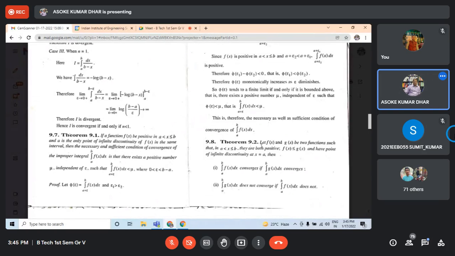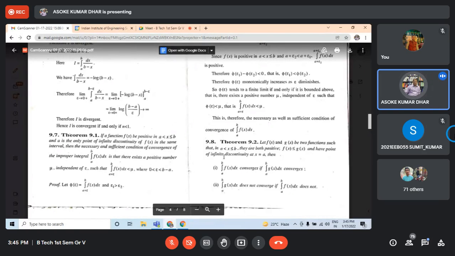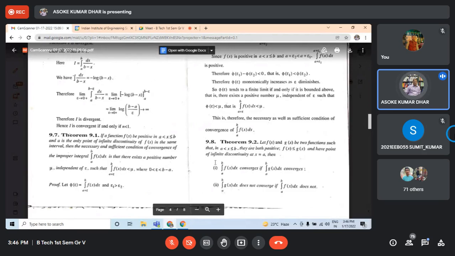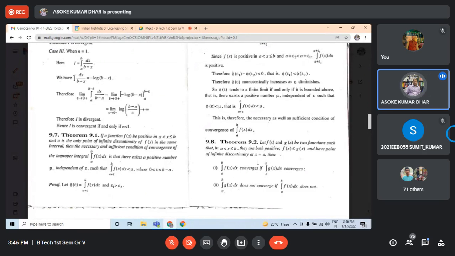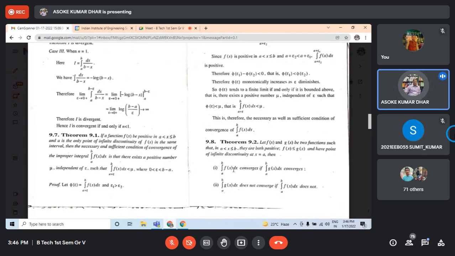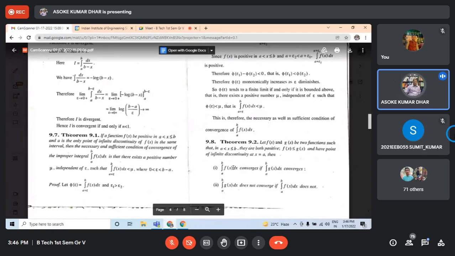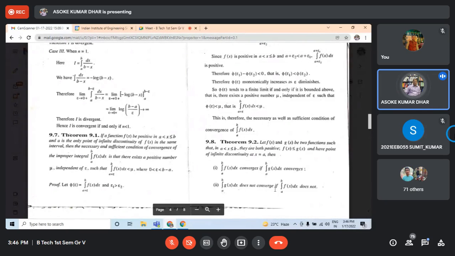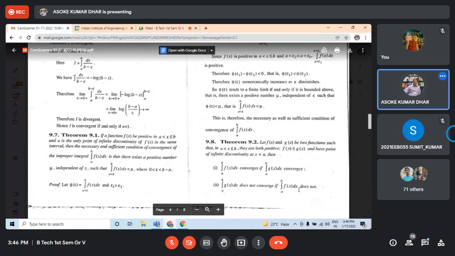Second part: let f(x) and g(x) be two functions such that for a less than x less than or equal to b, they are both positive, and f(x) is less than or equal to g(x), and have a point of infinite discontinuity at x equal to a. Then this converges if this converges. Since f(x) is less than or equal to g(x), if the integral of g(x) from a to b converges, then the integral of f(x) is less than that, so it must be convergent. Convergent takes a finite value, so it is less than that value, so it is convergent. And this does not converge if the other does not. So you must commit to memory the statement only.